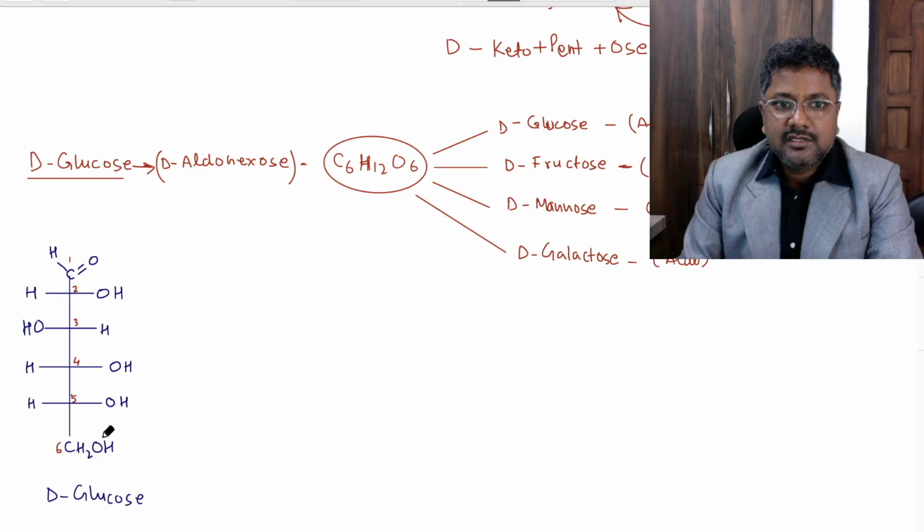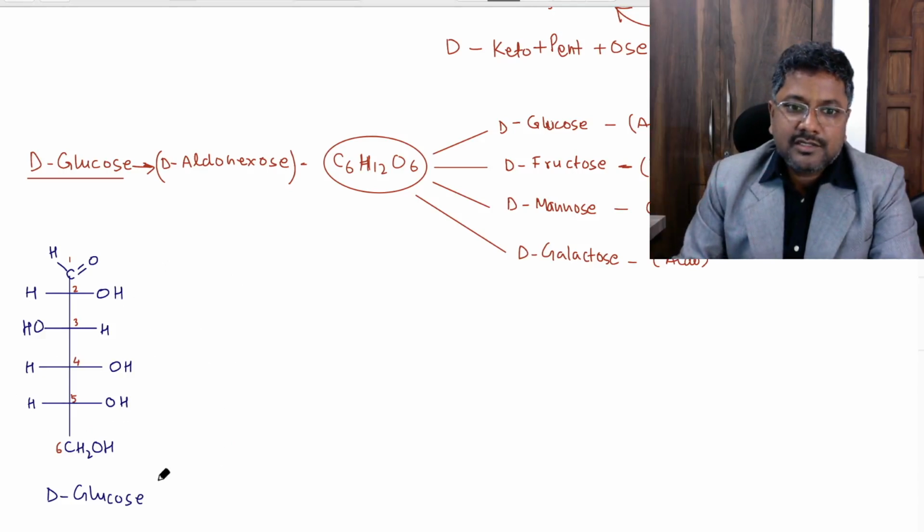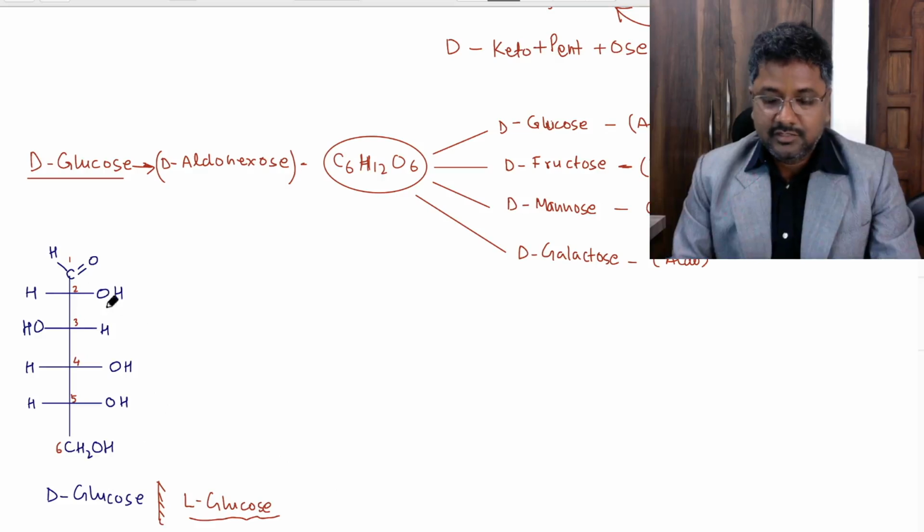See carefully. If you change this OH from here to here, this is not glucose, this is something else. If this OH turns from this side to this side, or if you take its mirror image, that is the enantiomer, that is L-glucose, right? And this L-glucose is not utilized by the human system, only D-glucose. So this is the structure of D-glucose.